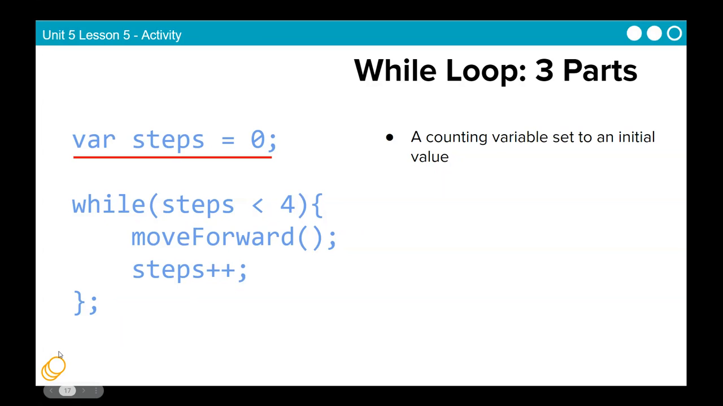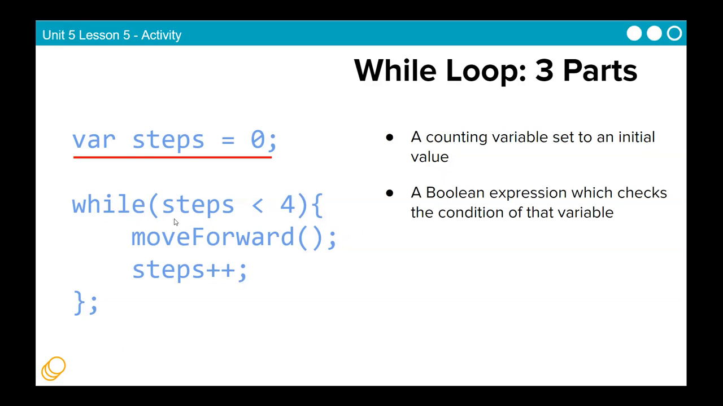Next, here's our step 0. So this Boolean expression, which checks the condition of the variable, is steps, which is currently the value of 0, less than 4. Yes, it is. Then we're going to move forward and we're going to increment steps by 1. That's what this plus plus is. It's a shorthand for steps equals steps plus 1.